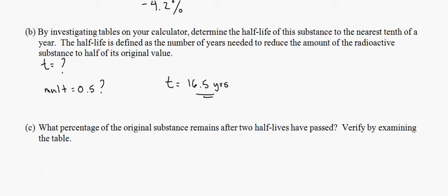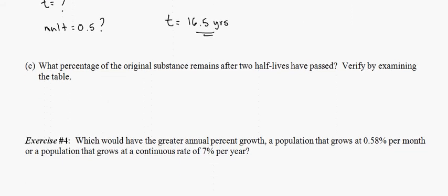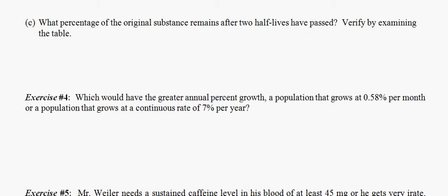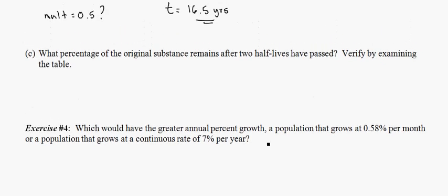It says, what percentage of the original substance remains after 2 half-lives have passed? Verify by examining the table. We looked at this question in a previous lesson, so you probably have a good sense of it, but we can verify it now. After 1 half-life has passed, we've multiplied by 1/2. After another half-life, we've multiplied by 1/2 squared, or 1/4. Remember, we're always modeling the percent that remains, not the percent that's left, so 25%.